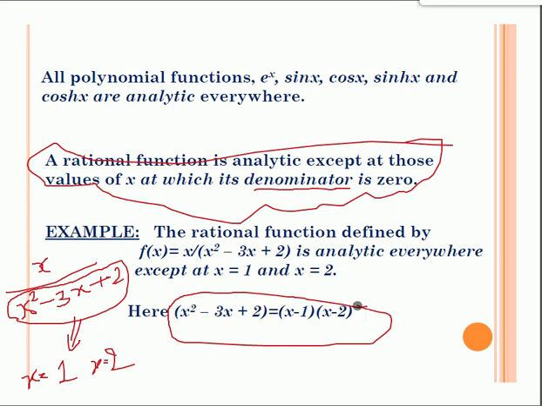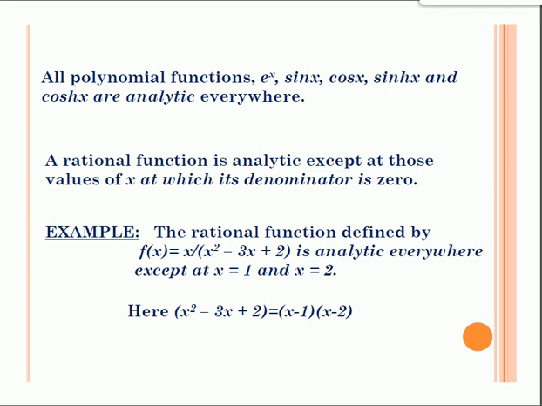Now what I said here, this will be analytic except at these 2 points. So I have the real numbers which start from minus infinity and end at plus infinity. Now we need to remove 2 points. What are those 2 points? x equal to 1 and x equal to 2. If you remove these 2 points, then it will be analytic. So we say the function f of x equal to x upon x square minus 3x plus 2 will be analytic everywhere except at the 2 points 1 and 2. Okay, I hope it is clear what is the meaning of that point.